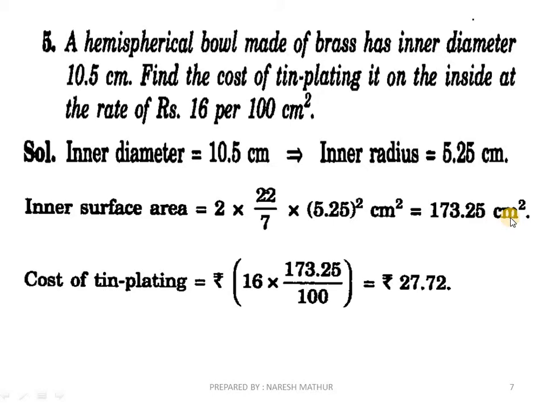Now we need to find the cost. So this cost is given as 16 rupees per 100 centimeter square. So the area will be multiplied by 16 and divided by 100. So at the last we get answer as 27.72 rupees.